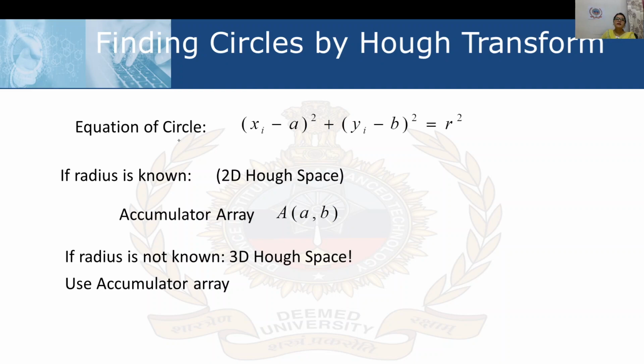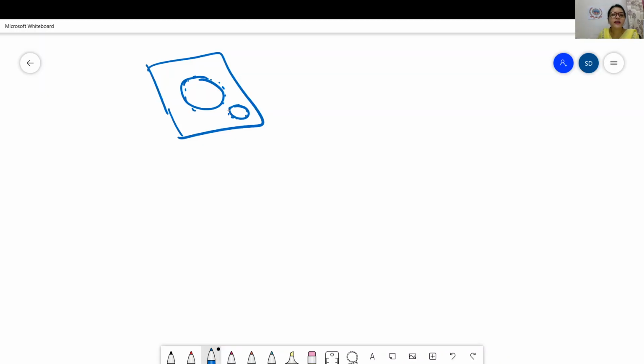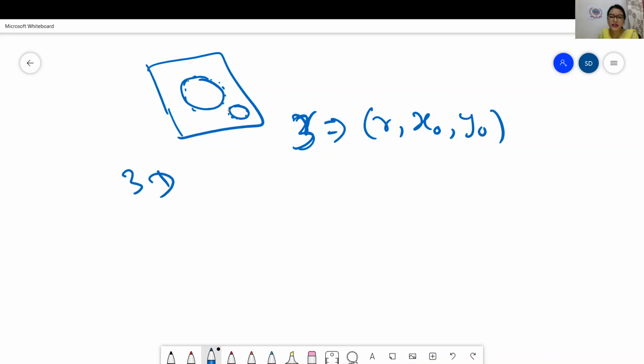So it uses the equation of the circle: (xi minus a) squared plus (yi minus b) squared equals r squared. Here a, b you can think of as x0 and y0, that is, the origin. So three different parameters will be there: r, x0, y0. So you can assume that it will be a 3D accumulator.